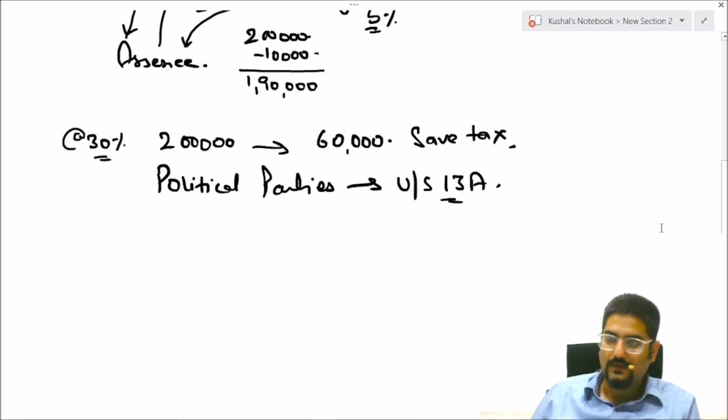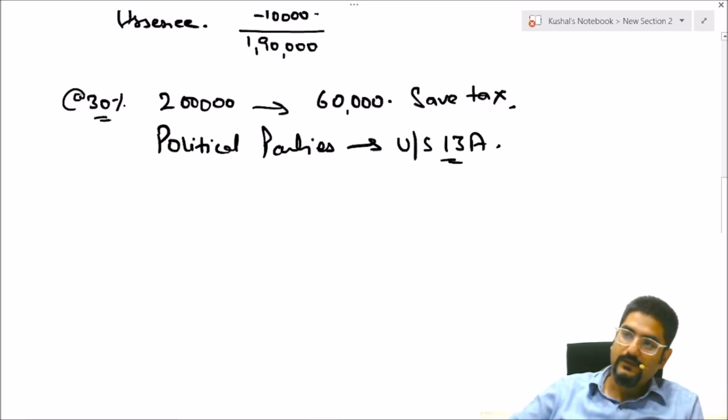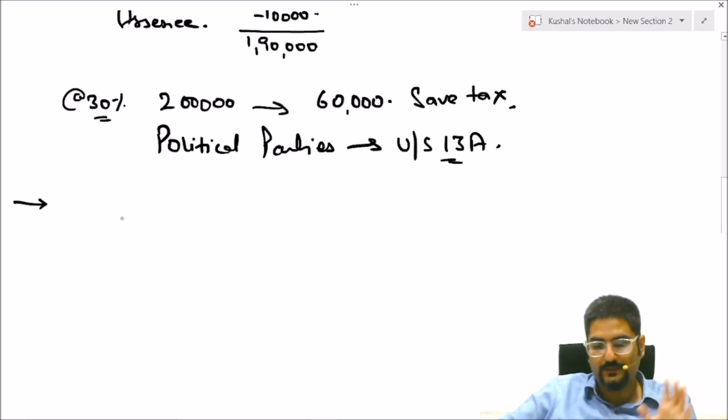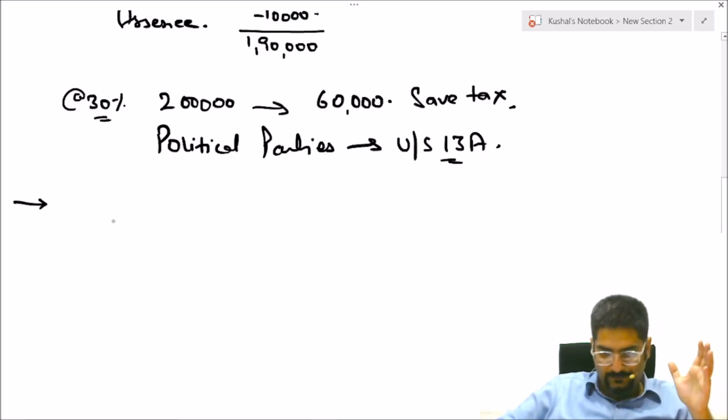Now, what is going to be the future outgo? If the demand is going to be confirmed in the assessment proceedings, how much will the assessee or taxpayer have to pay?